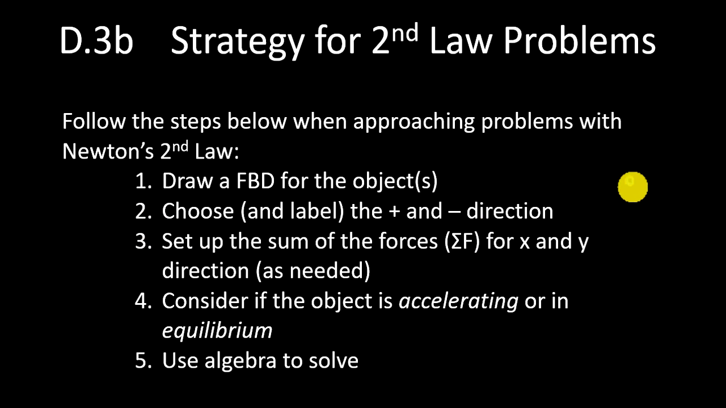Remember those are those dots that we're making, and then we are drawing arrows to represent whatever forces are acting on things. This is a crucial step because the second law problems are all about understanding what forces are acting on things and in what direction. If you cannot do that, and if you cannot represent that visually as a free body diagram, the rest of these steps don't matter. You're not going to be successful.